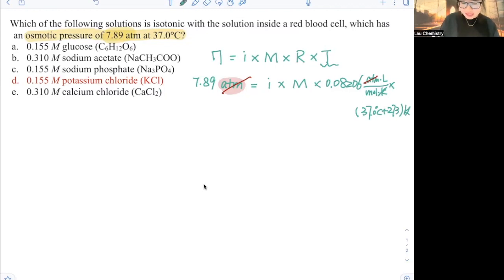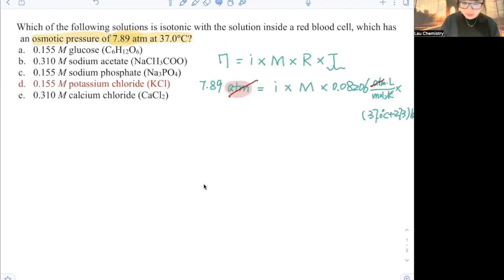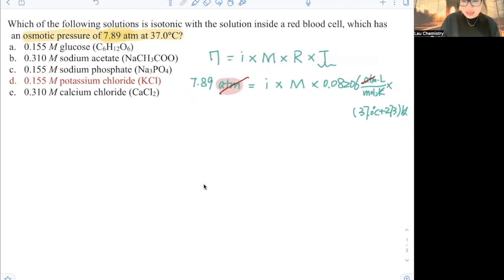Now I have this set up. Because of the choices, we need to see for each choice the van't Hoff factor and molarity. Those are the two variables, but we can solve for the rest. So I'm going to put the two variables on one side: van't Hoff factor times the molarity should equal, and you can quickly solve for that, 0.310 molarity.